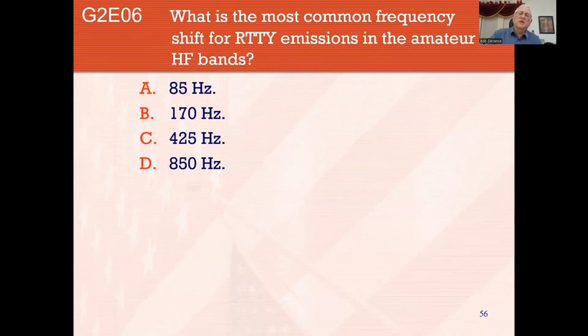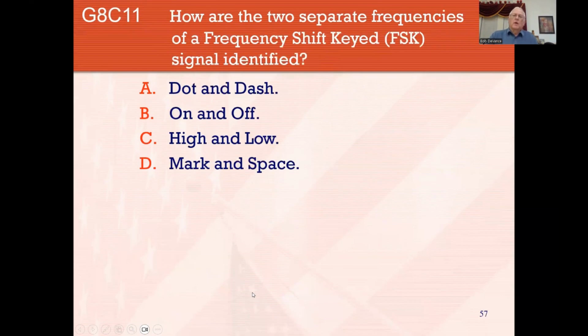The most common frequency shift for RTTY is 170 hertz between the two frequencies that it uses. They're identified by their digital signals, but we don't call them highs and lows or on and off or 1 and 0. In the ham world, we call it mark and space. Mark is a 1, space is a 0.